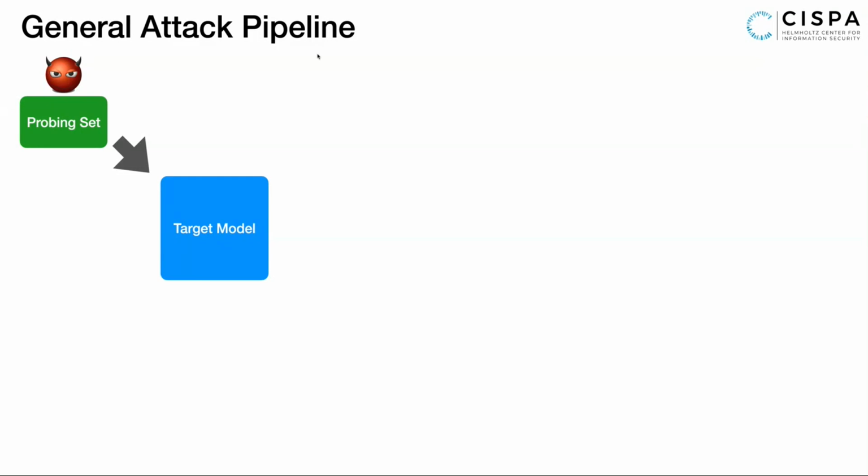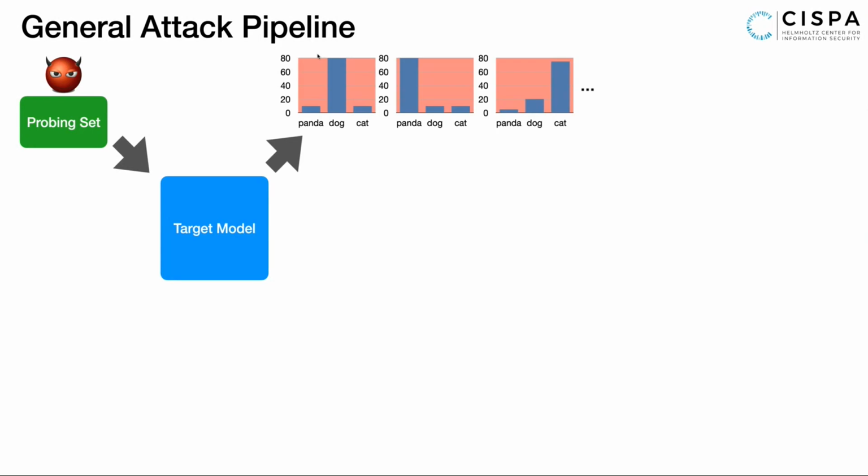That's just now for talking about the image classifier. Our probing set has 100 images, and I'm using my probing set to query the target model. I will get 100 posteriors.